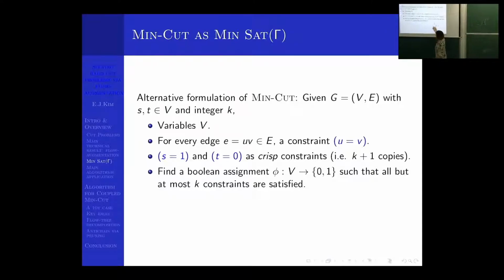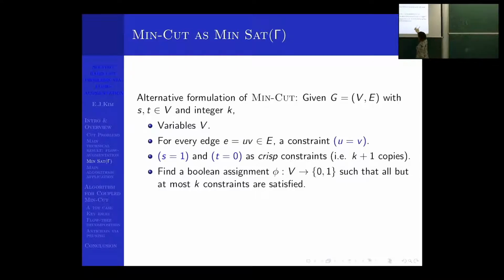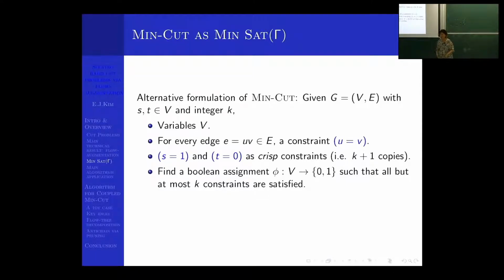The opposite direction is easy to see. Because these are crisp constraints, you have to assign S equal 1 and T equal 0, which means that if you walk along the path from S to T, there should be at least one edge where this value changes. The violated edges exactly correspond to the constraints where this change occurs, and then you can create the corresponding reachability set, unreachability set, and the cut, which has size at most k.